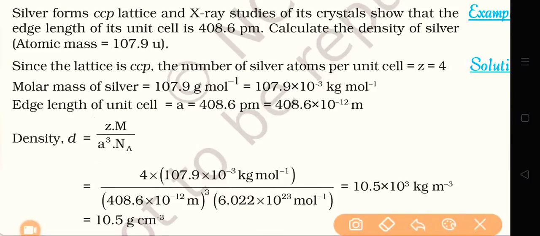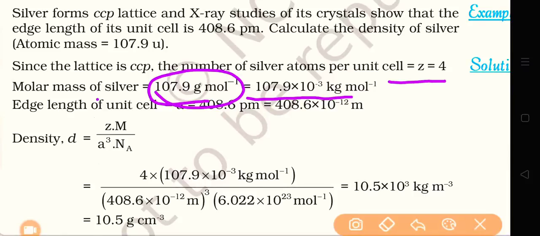So calculate the density of silver. Atomic mass, that means capital M, is equal to 107.9. First of all, as mentioned here, because of CCP, Z is equal to 4, molar mass 107.9 into 10 raised to minus 3 kg. You can use this value given here, no need to change it. In the final equation, the same type of value will be obtained.